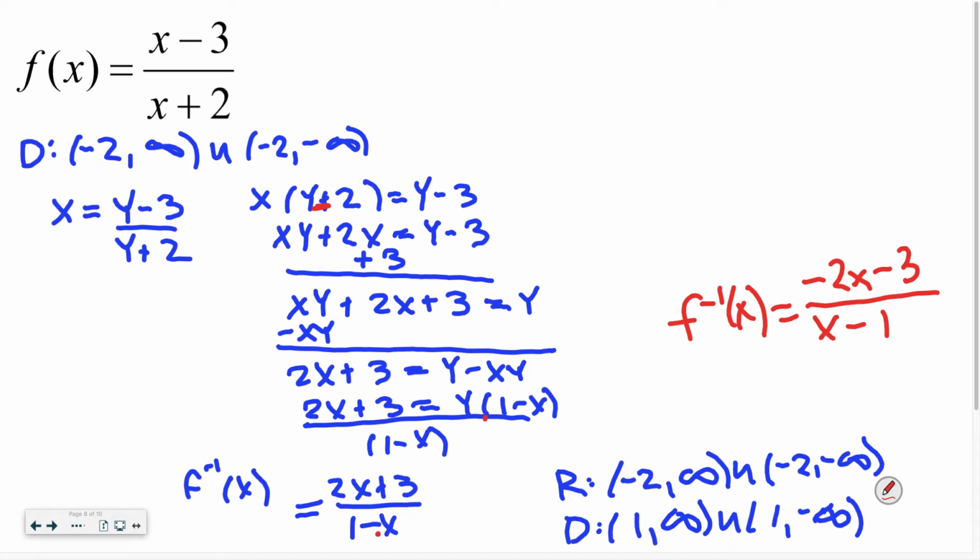Their range they identified as negative infinity to negative 2 and negative 2 to infinity, because their original domain was everything but negative 2. And then the domain for our inverse they identified as everything but 1, since 1 would make the denominator 0. Are there any questions about either their work or your work or the domain or range?